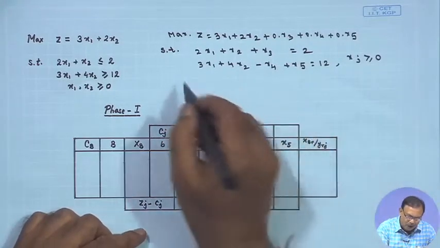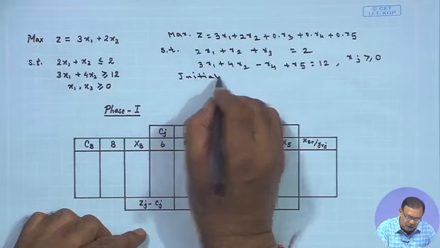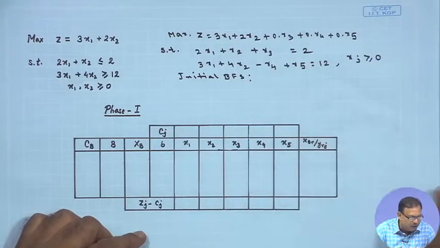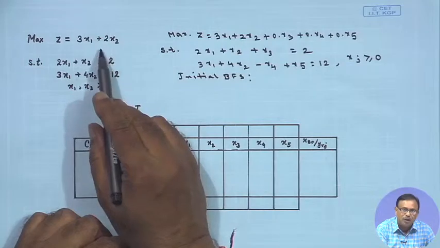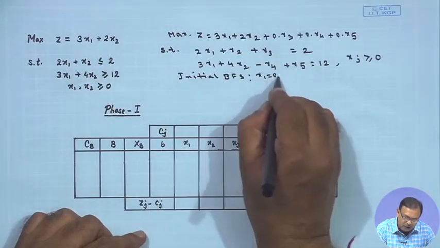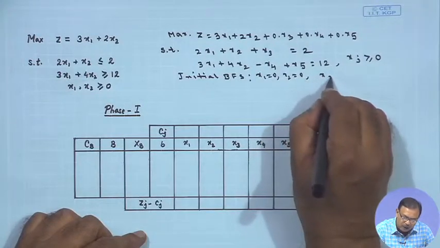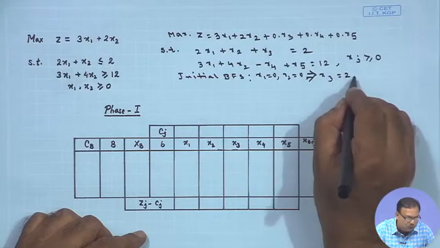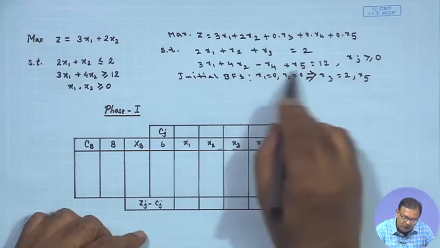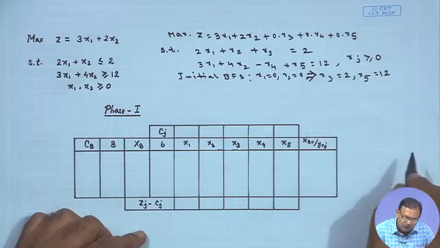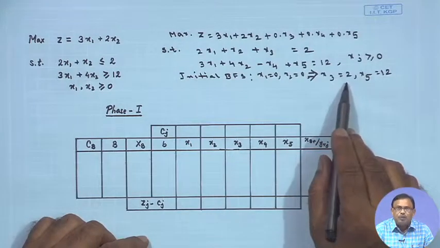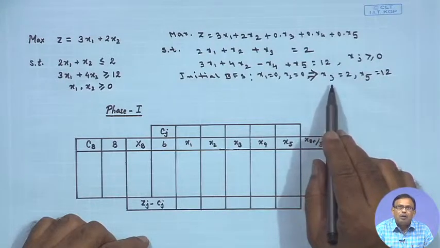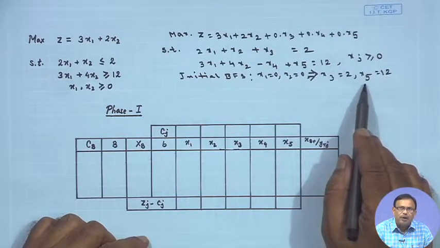This is your problem. If you see, for this case, the initial basic feasible solution will be x3 equals 2, by making x1 and x2, the original variables, zero. If I make x1 equals 0 and x2 equals 0, in that case I will obtain x3 equal to 2, and from this equation x5 is equal to 12. So, x4 automatically becomes 0. So, the initial basis has two variables, that is x3 and x5, one slack variable and one artificial variable x5.